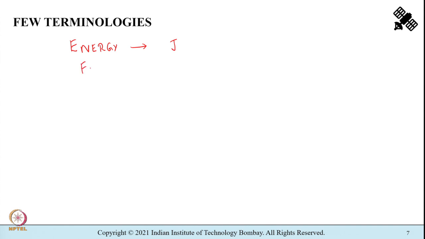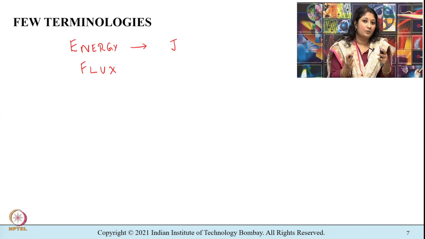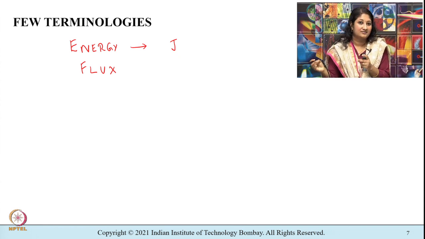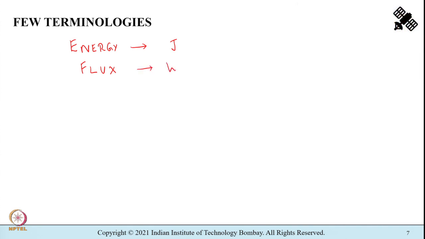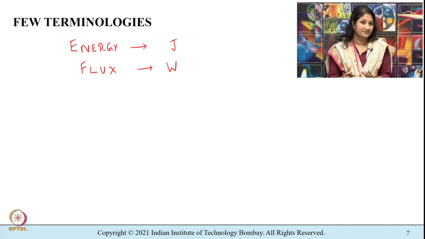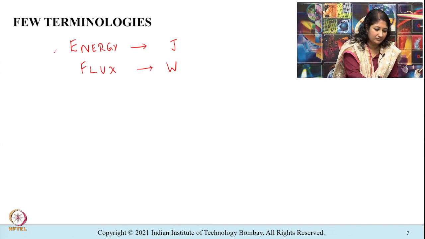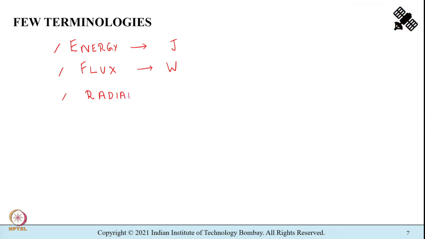Now let us try to look at flux, which is the rate of transfer of energy from one place to the other. Rate of transfer of energy from one place to the other is termed as flux of energy, measured in watts. Now this can be the energy from the sun to the earth. Now we have seen energy, we have seen flux. Now let us add radiant and then try to understand what is radiant flux.